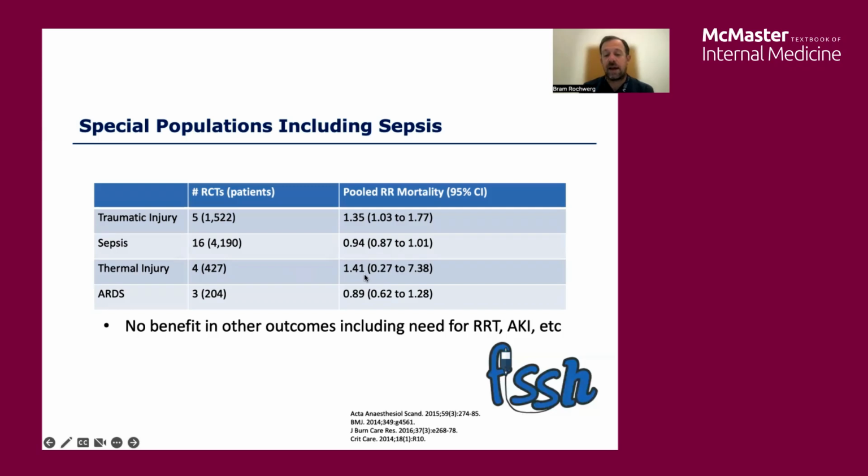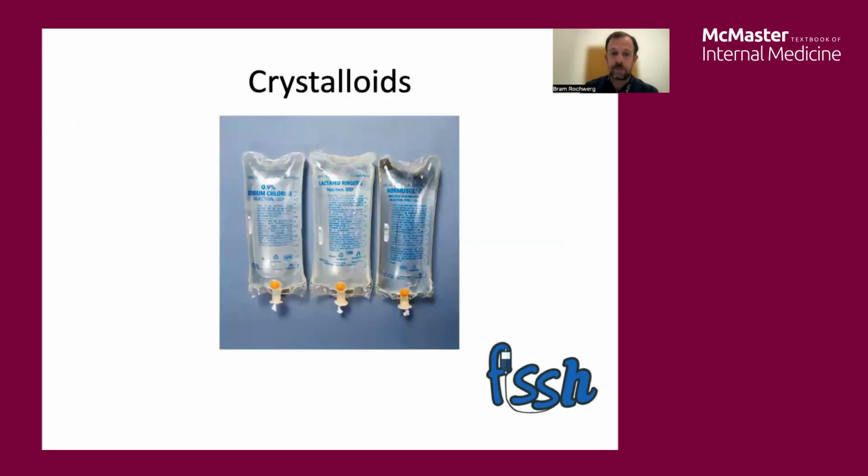Thermal injury, again, very wide confidence intervals, hard to make much in terms of a summary of effect in those with burn injury, and probably crystalloid is a reasonable way to go. Similar in ARDS, small number of trials. I've only shown you here the outcome of mortality. You'll have to take my word for it that there's also no statistically significant, clinically important benefit of albumin on other outcomes like need for renal replacement therapy or acute kidney injury in these subpopulations.